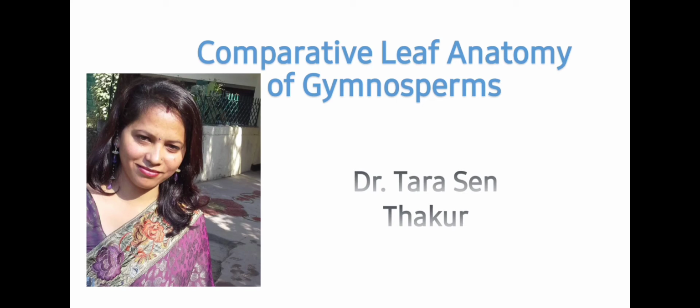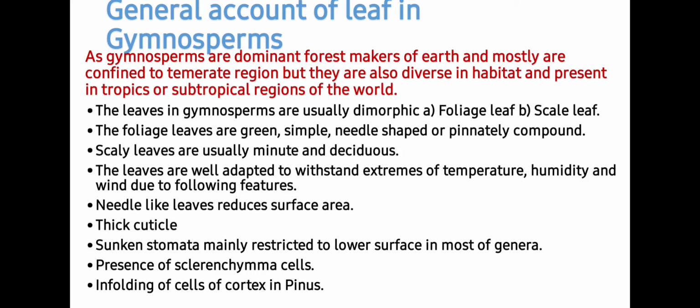Hello everyone, this video is about comparative leaf anatomy of gymnosperm. Let's have a general account of leaf in gymnosperm. As gymnosperms are dominant forest makers of the earth and mostly are confined to temperate regions, but they are also diverse in habitat and present in tropical or subtropical regions of the world.